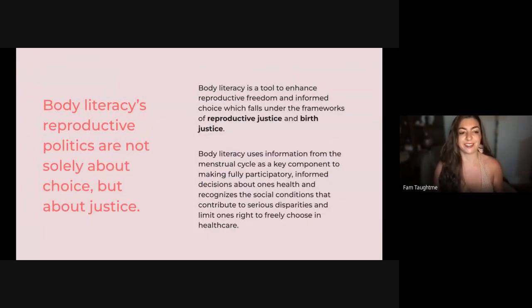Body literacy's reproductive politics are not solely about choice, though. They're much more about justice at the root. So body literacy is just a tool, and we can use it for a lot of different things. But the goal is to enhance reproductive freedom, informed choice, and the real frameworks that we're trying to work from here are reproductive and birth justice.